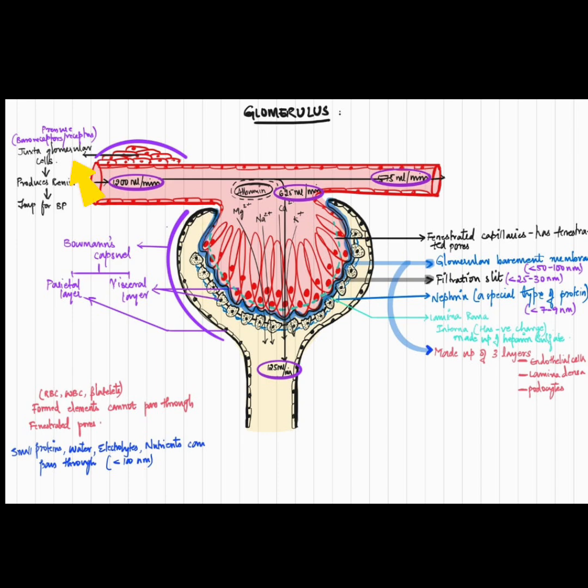The afferent arteriole has some special type of cells called juxtaglomerular cells. These juxtaglomerular cells have baroreceptors, which can sense the blood pressures, and this produces renin, which is very important in maintaining the blood pressure. There are other substances like magnesium, sodium, calcium, potassium. All these have positive charges, which get filtered through the glomerulus.